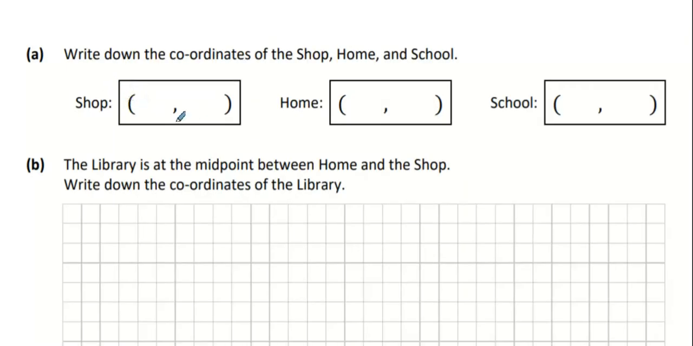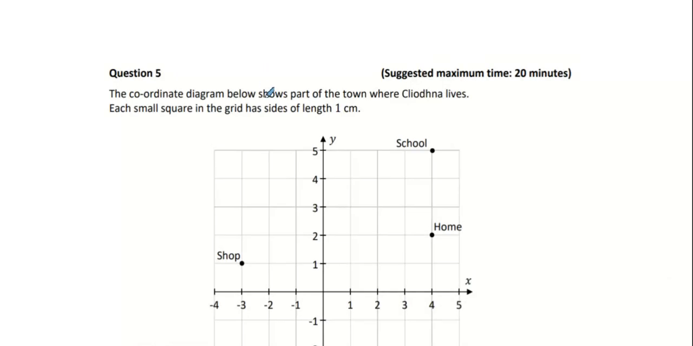Once again, just going to write these down. -3, 1, 4, 2, 4, 5. The library is the midpoint between home and shop, right? Draw in the corners of the library. So midway between home and the shop.